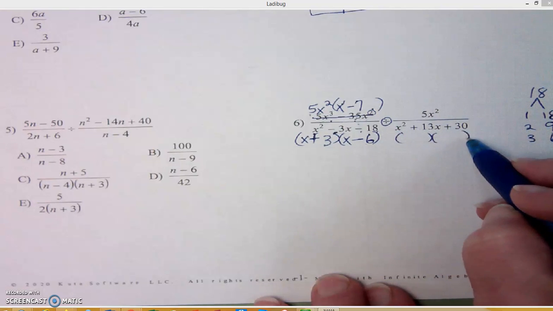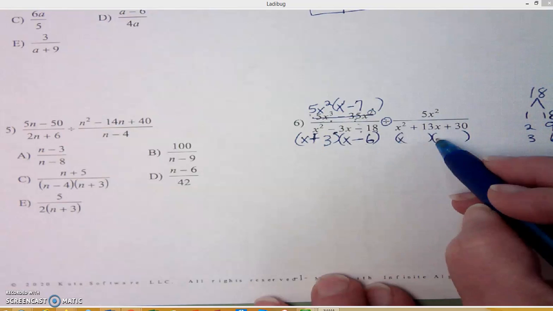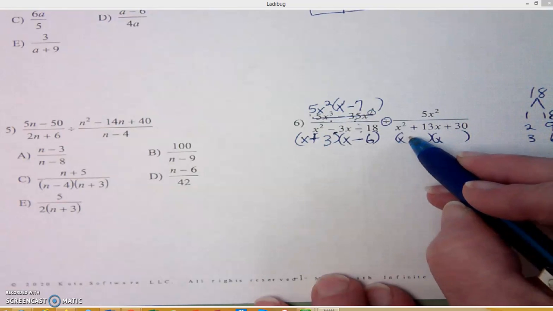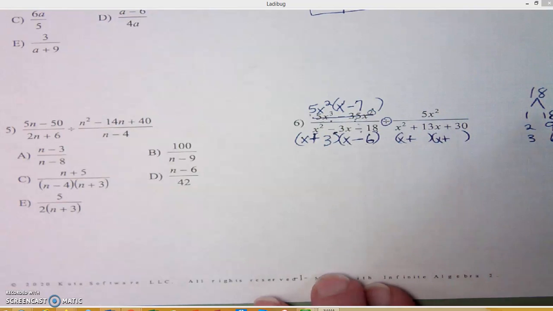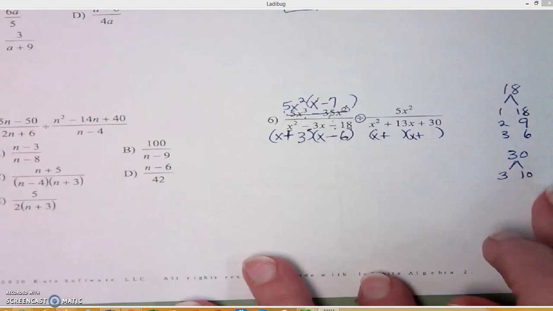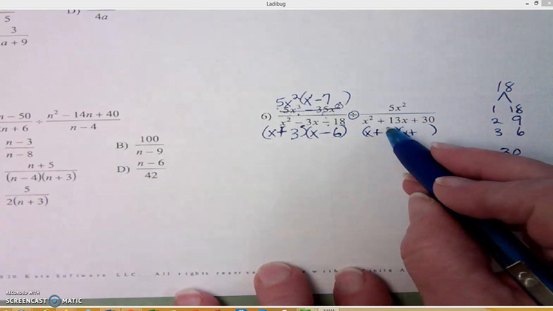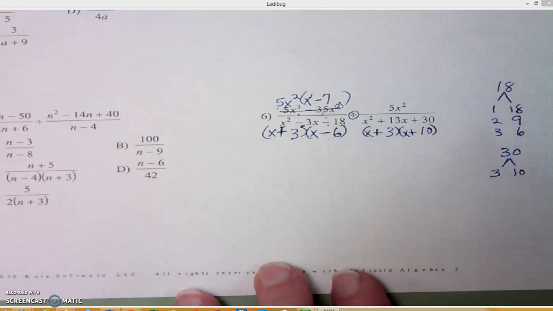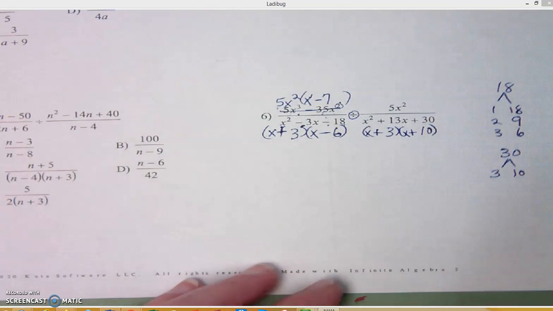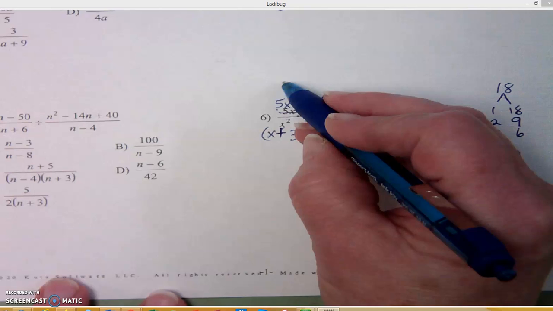Let's set up our two sets of parentheses, x and x. These are both positive, so these will both be positive. Factors of 30 that give me 13. Well, you might think right away, 3 times 10, if I add them, I get 13. Sorry, y'all couldn't see what I was doing over here. But there you can see what I did before. So 3 and 10.